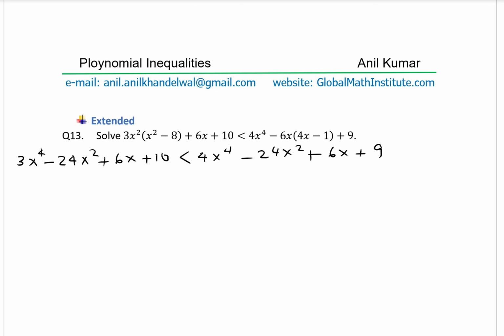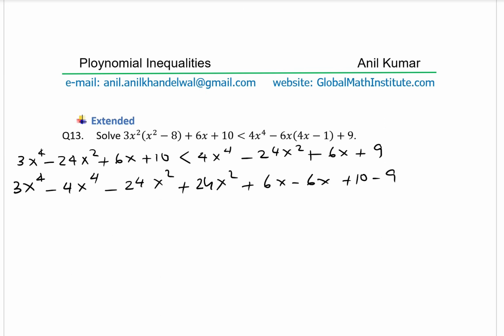Okay, so let's bring all the terms together. We have 3x to the power of 4, and here we have minus 4x to the power of 4. Then we have minus 24x squared, plus 24x squared. That cancels. Good job. Plus 6x minus 6x. Excellent. Plus 10 minus 9. And that should be less than 0.